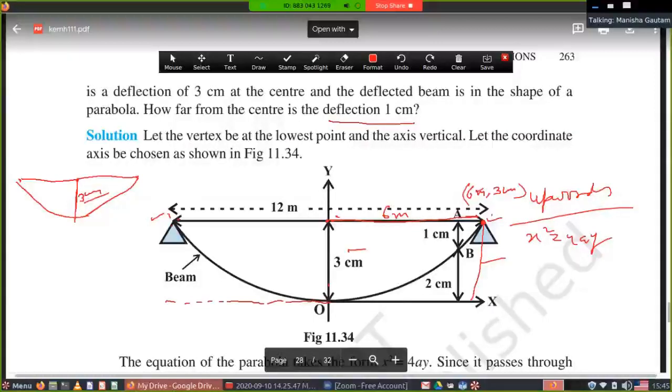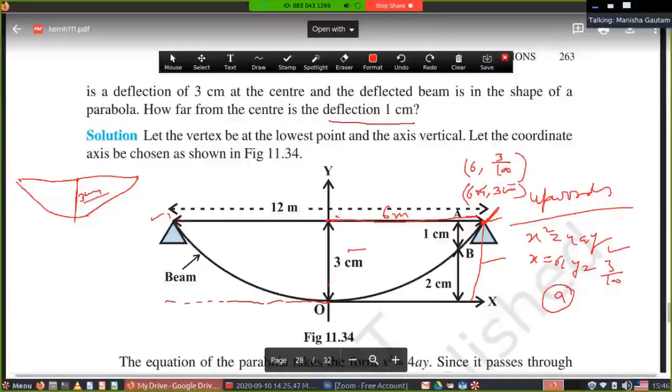Now both are of different units, so convert them into the same units. You can write it as 6 comma 3 upon 100, both now in meters. Now here is the point which lies on the parabola and will satisfy the equation x square is equal to 4ay. You can put x is equal to 6 and y is equal to 3 upon 100. You will get the value of a in the parabola.